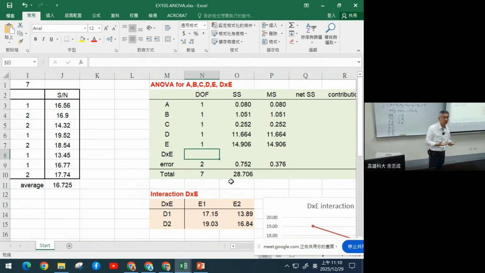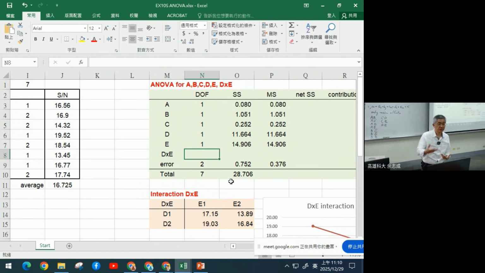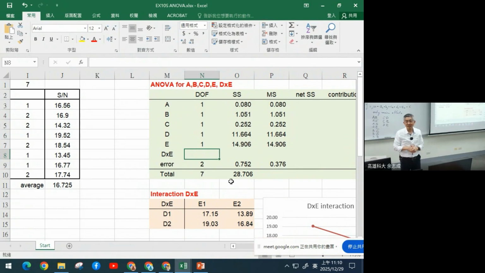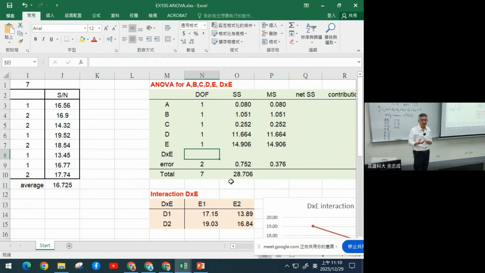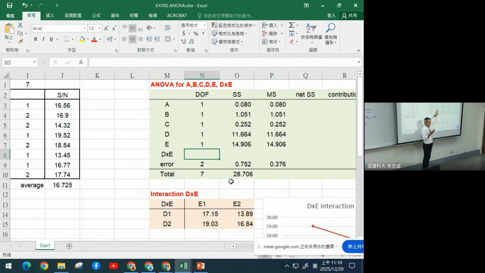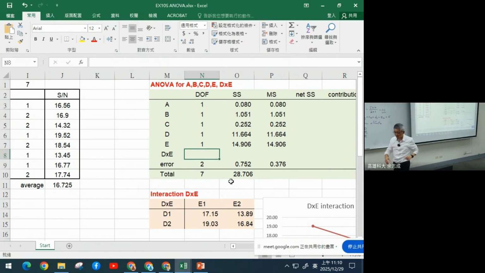What is the degree of freedom for DE? Then, what is the degree of freedom for interaction D and E? What is the degree of freedom for interaction DE? Here, what is the number here? 2 minus 1 multiplied by 2 minus 1. Yes, you know that degree of freedom will be 1.